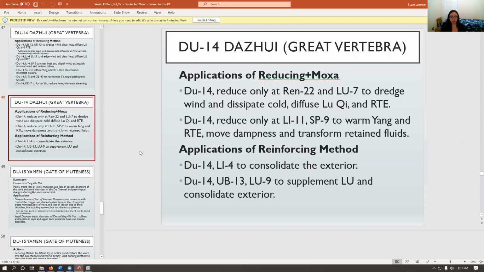With reinforcing method, DU 14, LI 4, classic point combination to consolidate the exterior. And then with UB 13 and Lung 9, also to consolidate the exterior, but also specifically to boost lung.